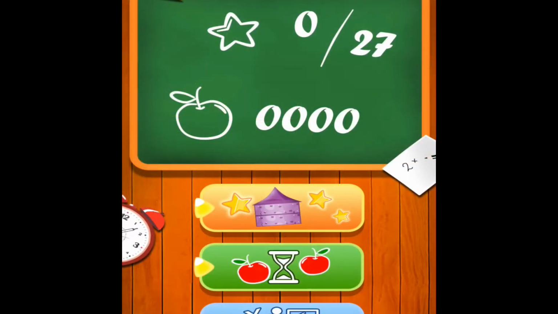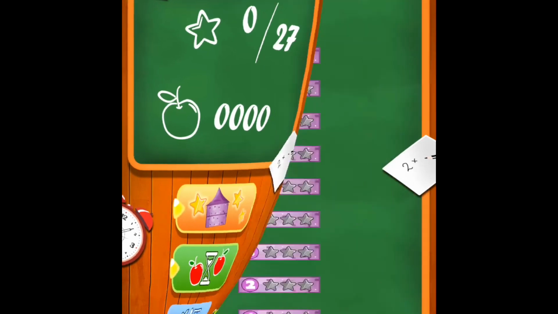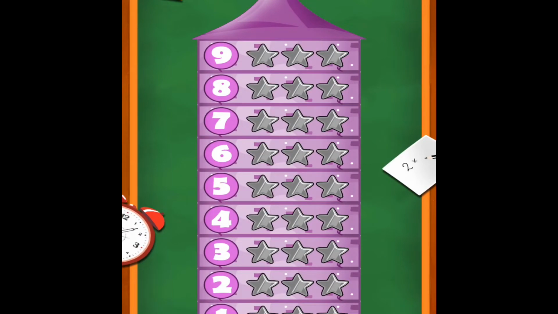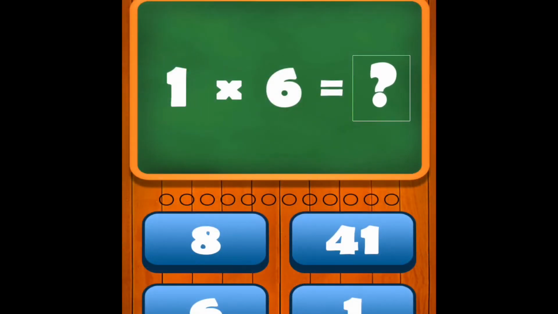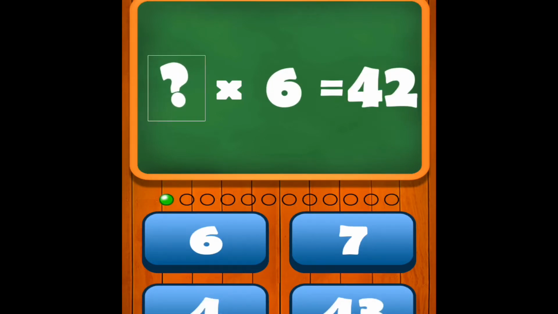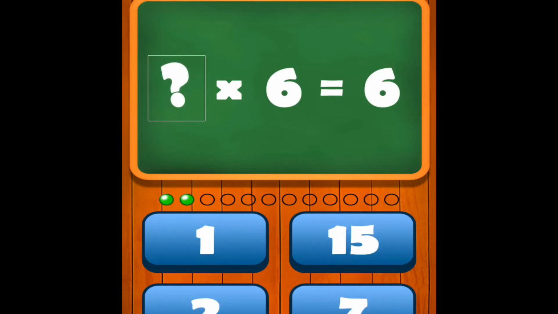After you download the app, there are three parts to this game. In the very first part, you can pick the number of the multiplication table you want to practice. Let's say I'll pick 6, and there I get the chance to practice the multiplication table for 6. So 1 times 6 of course is 6, and then the number times 6 equals 42 and it's 7, and it goes on like this.